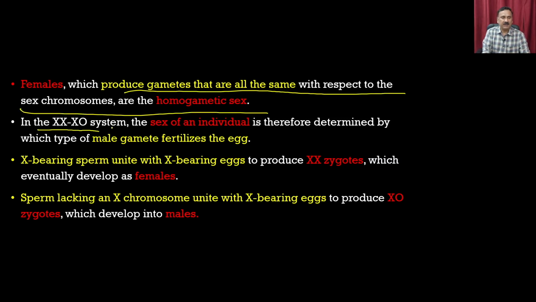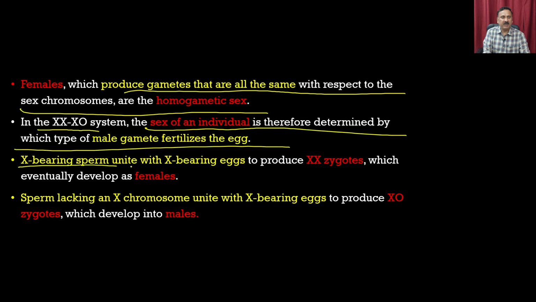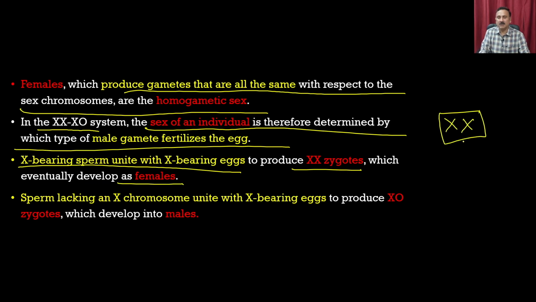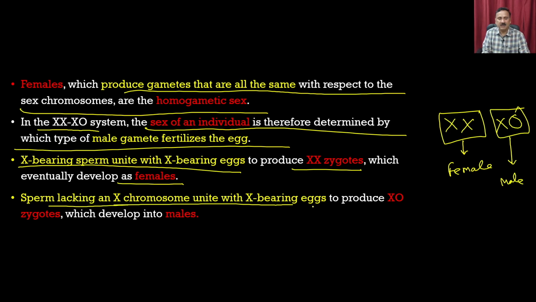So in the XX-XO system, the sex of an individual is determined by which type of male gamete fertilizes the egg. An X-bearing sperm unites with the X-bearing egg to produce the XX zygote, which then develops into a female, right? So remember that if XX is formed, then it is going to be female. If XO is formed, then it is going to be male, right? And if the sperm lacks an X chromosome and fertilizes the X-bearing egg, it produces an XO zygote, which will develop into a male.